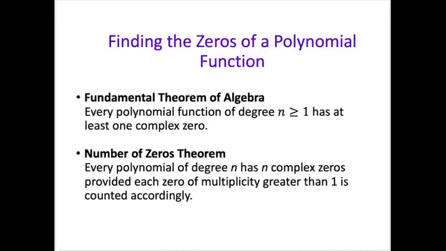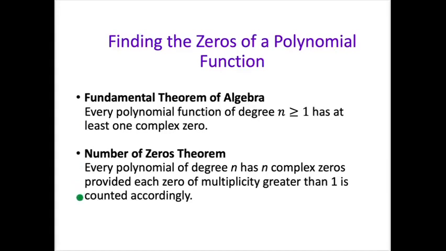Another set of theorems that are going to be important for finding the zeros of a polynomial function are the fundamental theorem of algebra and the number of zeros theorem. The fundamental theorem of algebra says that every polynomial function of degree n greater than or equal to 1 has at least one complex zero. And then the number of zeros theorem says that every polynomial of degree n has n complex zeros, provided each zero of multiplicity greater than 1 is counted accordingly.